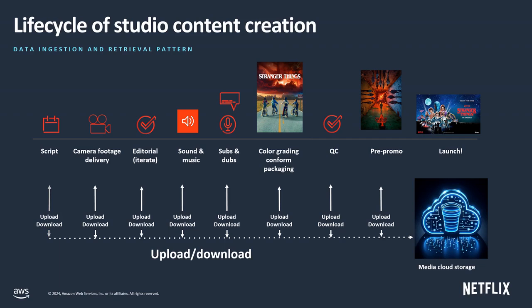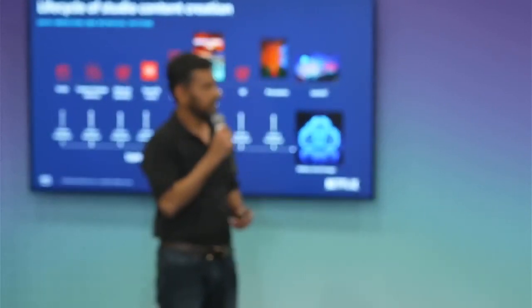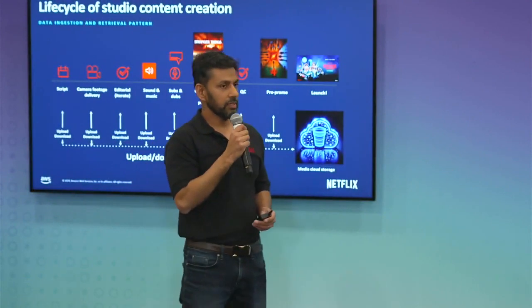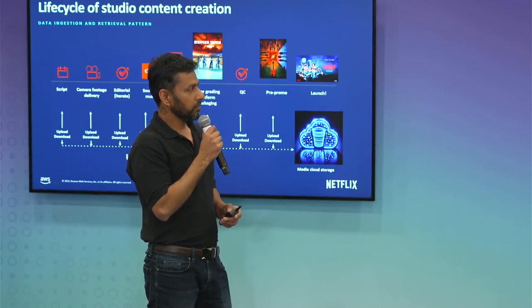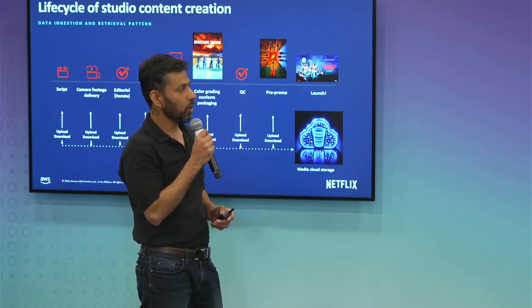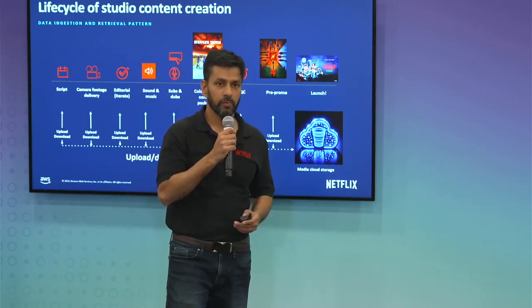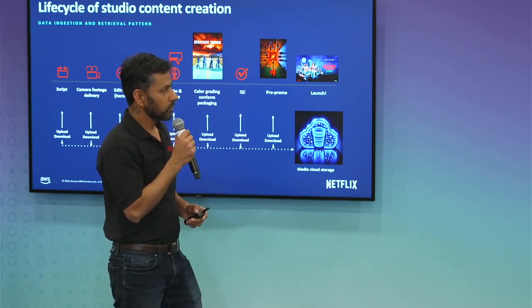So let's look at the life cycle of the studio content creation. I think most of you are familiar with what goes from creating the script until the launch. So here we are showing that from the time when the script gets green-lighted to the time when it gets launched, there are a lot of artist studio parts involved.